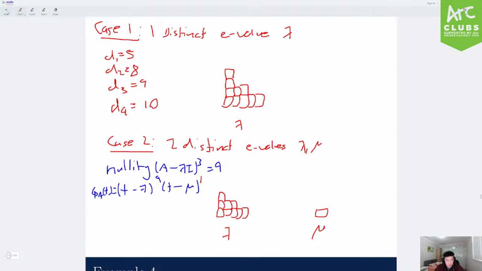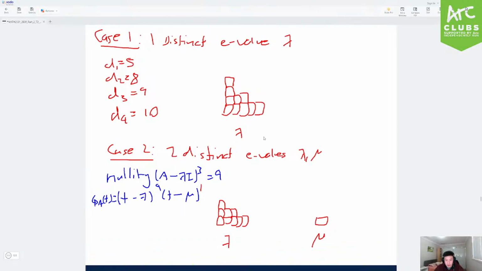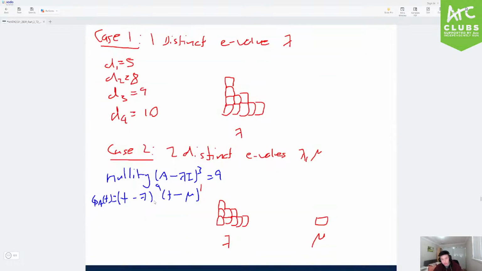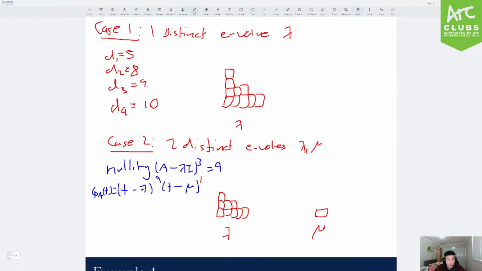So that's going to be the two cases where we can actually have our last block, and the question was to find all the possible Jordan forms for B. So we have two different possible Jordan forms, and let's have a look at the first case here.